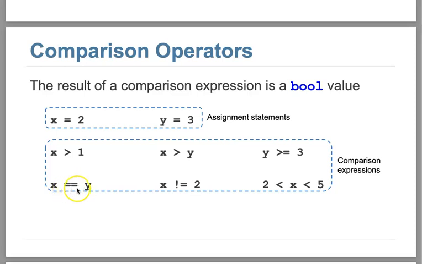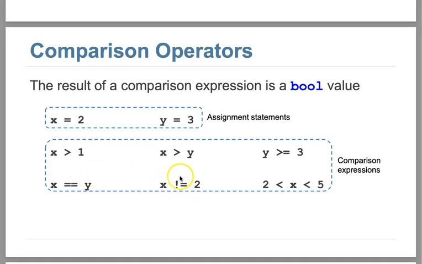When you see two equal signs next to each other, that's one of the comparison operators. That means equals. Are the values on both the left side and right side equal to each other? If they are equal, that's true. In this case, for example, x equal to 2, y equal to 3, you are comparing whether 2 equals 3. It's not, so it will return false.